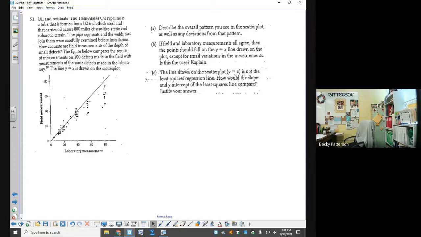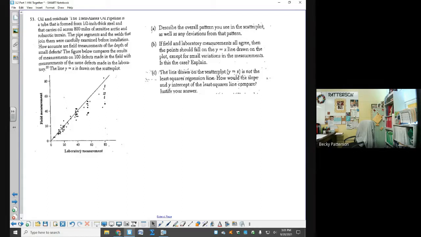This is the field measurement. This is the lab measurement. If the lab equals the field, it should be here, right? So that's the line y equals x. So what are we noticing? Isn't it lagging over here? Yeah. So what does that mean? If the lab says it's supposed to be 60, what is it really? It's below 60. Y'all with me on that?